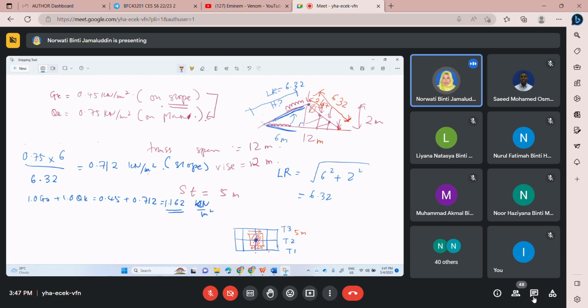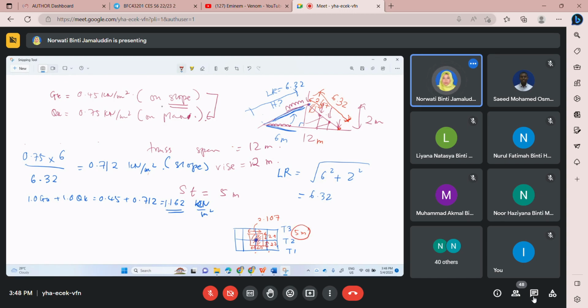Of course, this one will be again 2.107. This one half 2.5 and another half 2.5. Okay, the total will be again 5 meter.